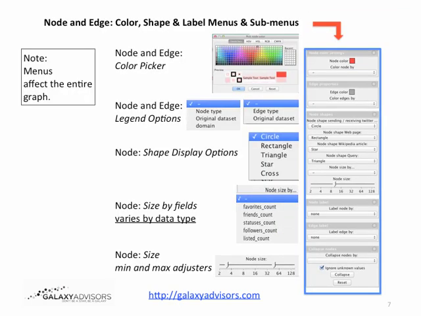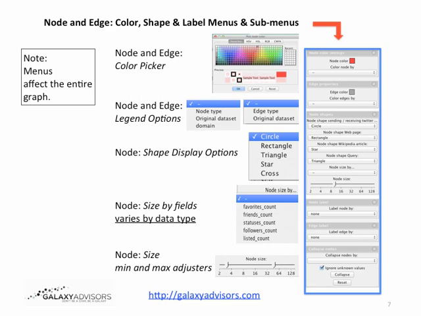For the node and edge pick menus, you can change the color, shape, and label menus and sub-menus. I've indicated these here in the blue box, which will show up in your visualization. I've made an expanded view of the node and edge color picker, so you have really the entire spectrum to color your nodes and edges. You can have various options to label the legend options. Shape display options include a circle, rectangle, triangle, star, or cross. You can size the fields by data types.